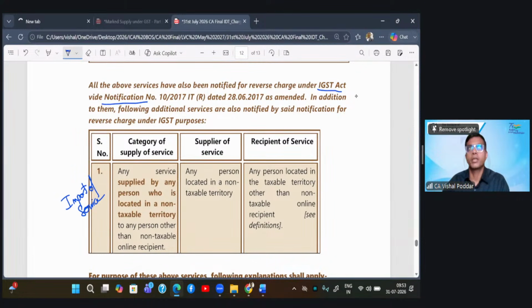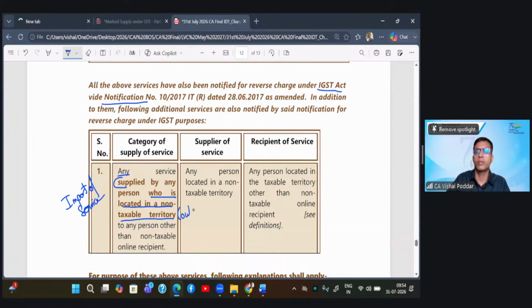Now, for import of service, we have seen in the definition of supply that in multiple cases, import of service will be treated as supply without consideration also, with consideration also, without business also. So in multiple scenarios, import of service is covered as a supply. Now, once it is a supply, the most important point is it is covered under RCM. So what is the service? The service may be any service when it is supplied by a person who is located in non-taxable territory.